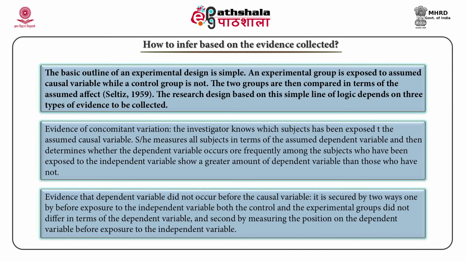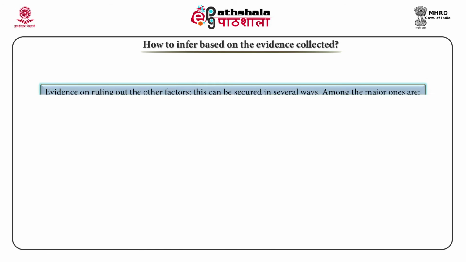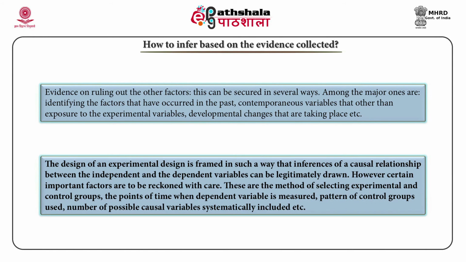It is secured in two ways: one, before exposure to the independent variable, both the control and the experimental groups did not differ in terms of the dependent variable; and second, by measuring the position on the dependent variable before exposure to the independent variable. Evidence on ruling out the other factors.